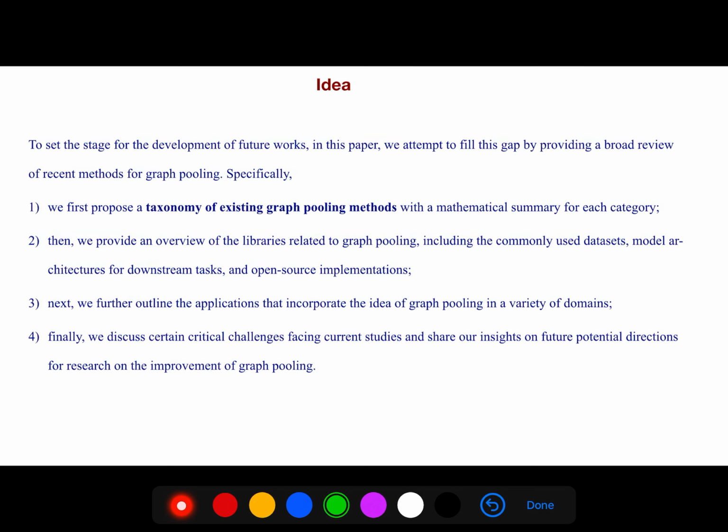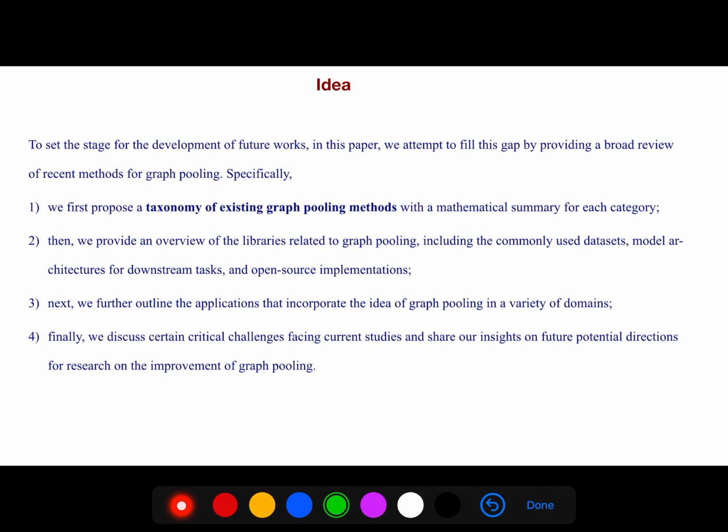To set the stage for the development of future works, in this paper we attempt to fill this gap by providing a broad review of recent methods for graph pooling. Specifically, we first propose a taxonomy of existing graph pooling methods with a mathematical summary of each category. Then we provide an overview of the libraries related to graph pooling, including the commonly used datasets, model architectures for downstream tasks, and open source implementations.